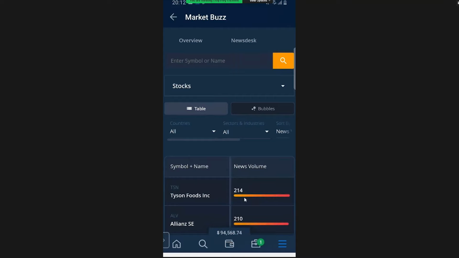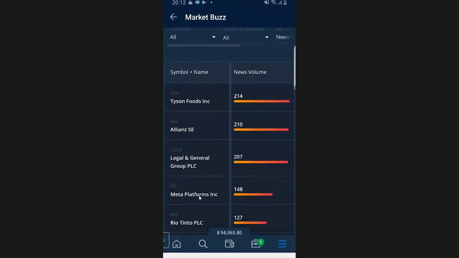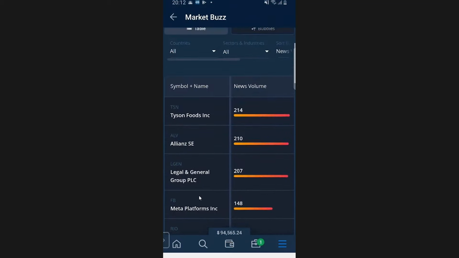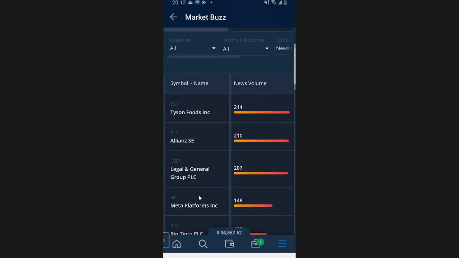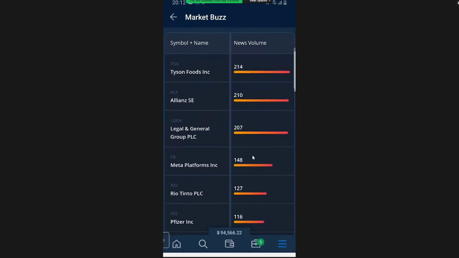And so we see 214 news articles about Tyson Foods. And a lot of these stocks will only be on the MT5 platform. So if you don't have an MT5 account, you can add it to your user account very easily, I should say. And so we can see the stocks there, Meta Platforms, that's the offshoot from Facebook, 148 articles.